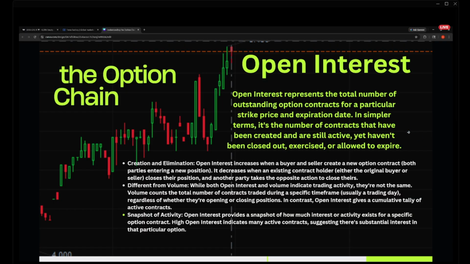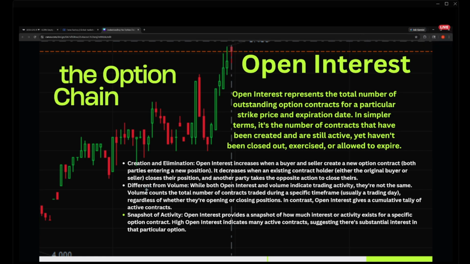Open interest. Open interest represents the total number of outstanding option contracts for a particular strike price or expiration date. In simpler terms, it's the number of option contracts that have been created and are still active, yet haven't been closed out, exercised, or allowed to expire. Creation and elimination: open interest increases when buyers and sellers create a new option contract, both parties entering a new position. It decreases when existing contract holders, either the original buyer or seller, close their position and another party takes the opposite action to close theirs.